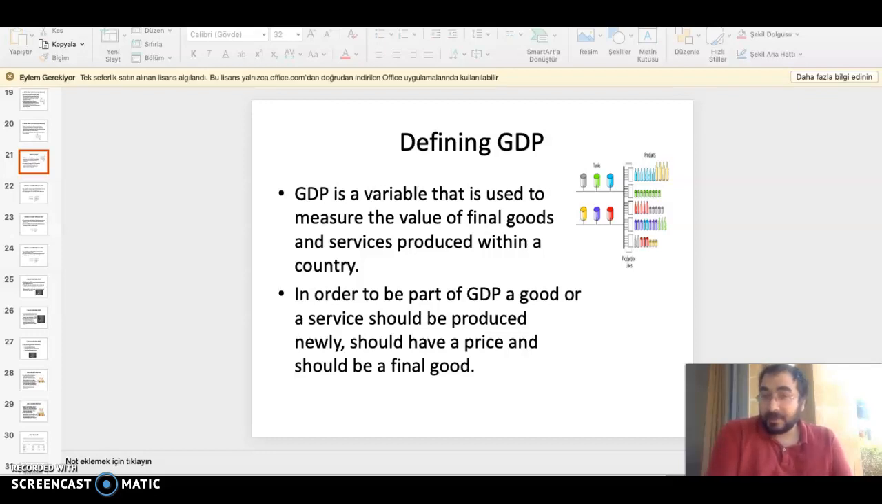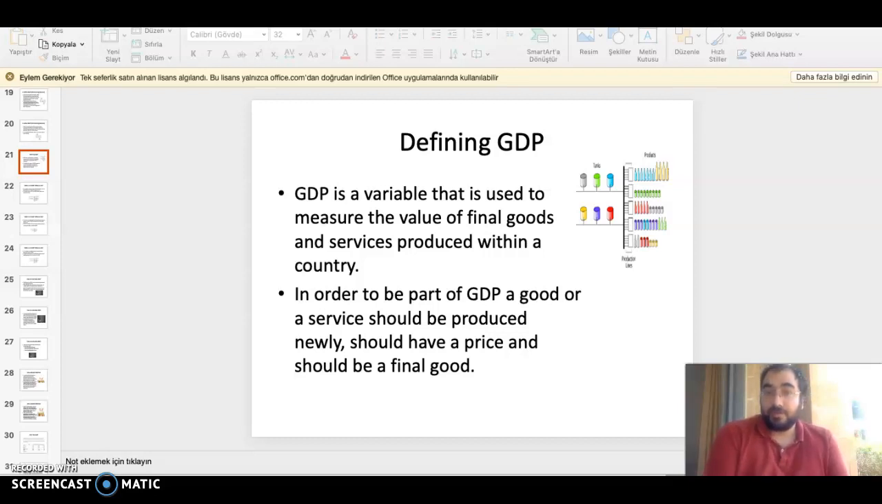Welcome to the next part of our GDP and growth chapter. In this part, we will start defining GDP, and then we will see the different methods that could be used to calculate GDP.